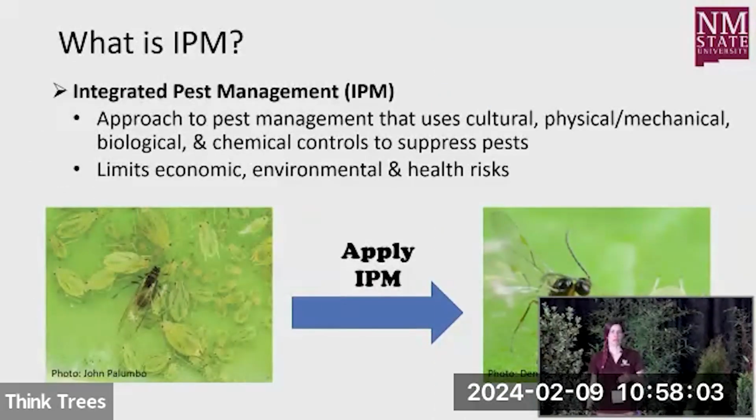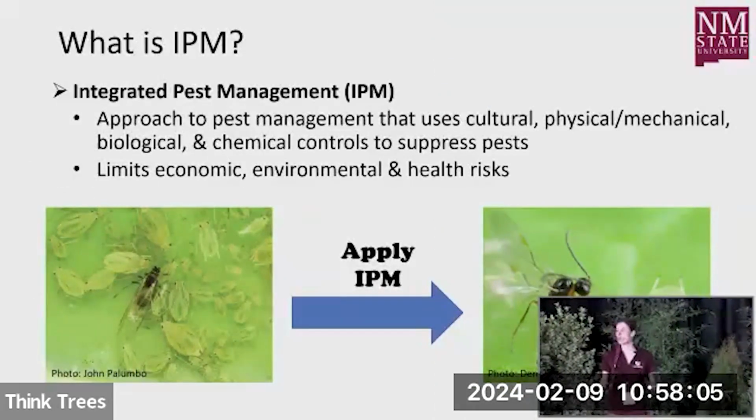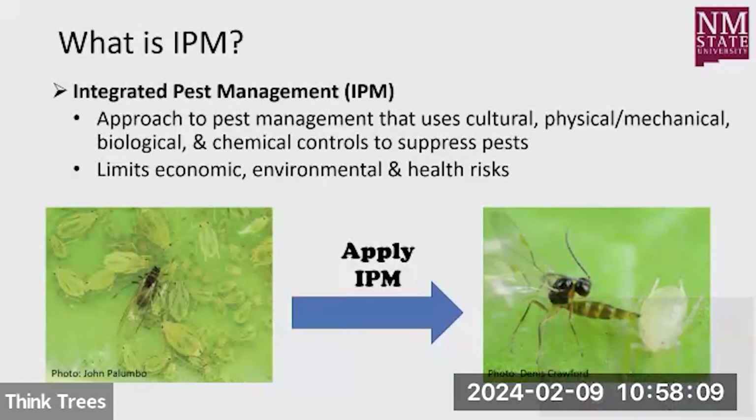So what is IPM? This is a review from yesterday. Basically, IPM is this approach that we use to manage pests that utilizes cultural, mechanical, physical, biological, and chemical methods to suppress pests. So chemicals, yes, insecticides, pesticides are a part of IPM. It's not something that we do that doesn't include chemicals because that is a part of it. And basically, the idea is that we're utilizing IPM to help minimize risks to the environment. And this can be economic or environmental health too. So that's what IPM is for.